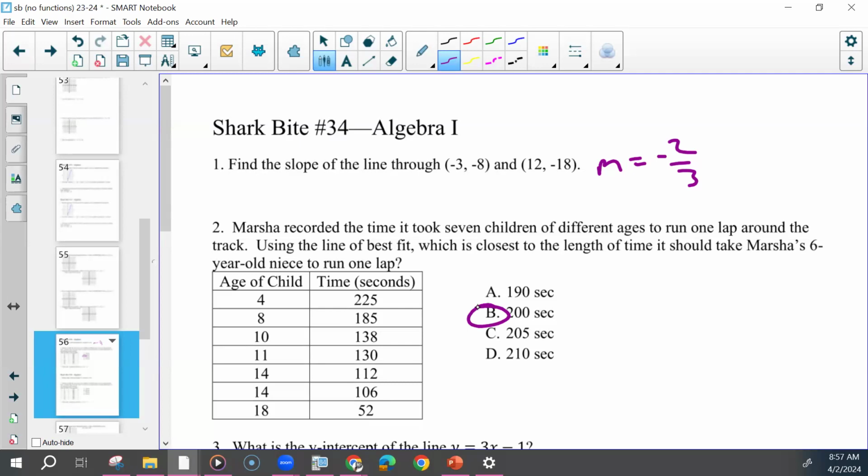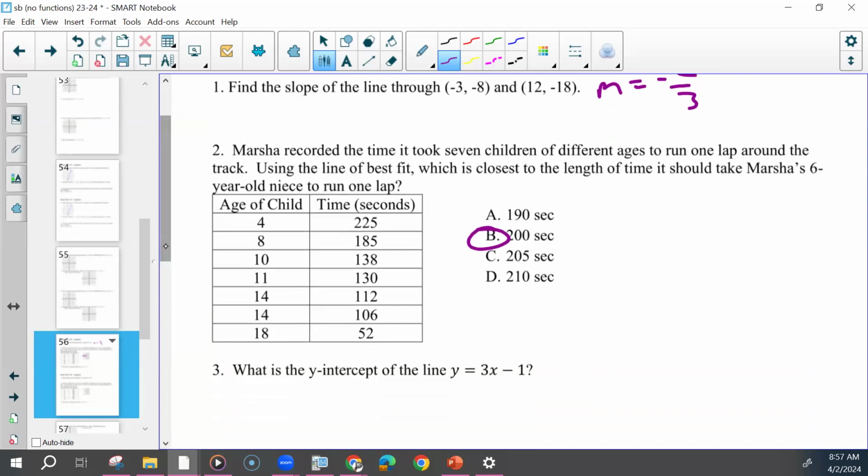And then for number 3, we could do that on Desmos, but also because it's given in y equals mx plus b, your y-intercept is at -1. If you wrote that as an ordered pair, 0, -1. So either b equals -1 or 0, -1. Questions on any of those 3?